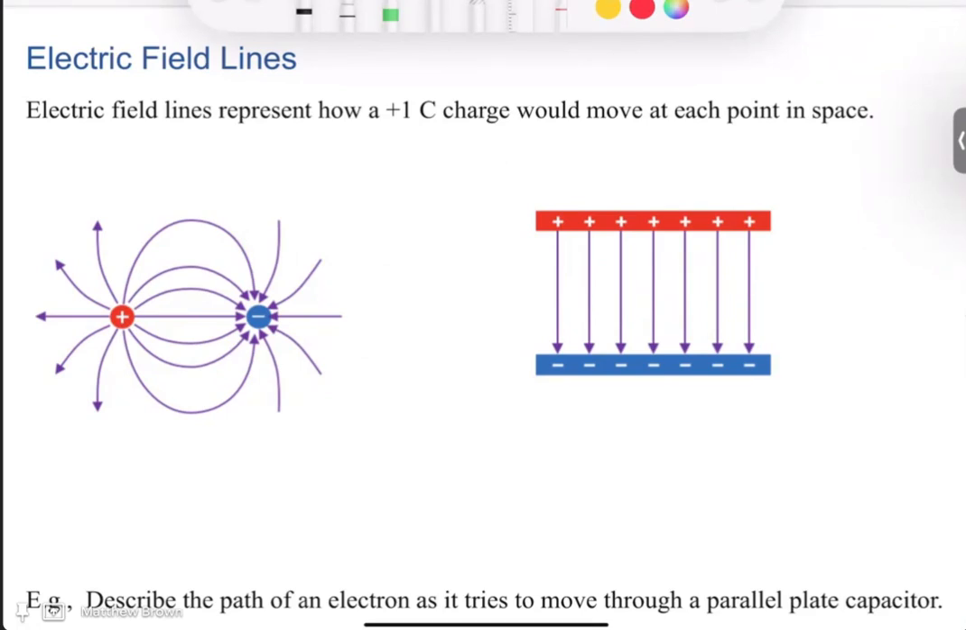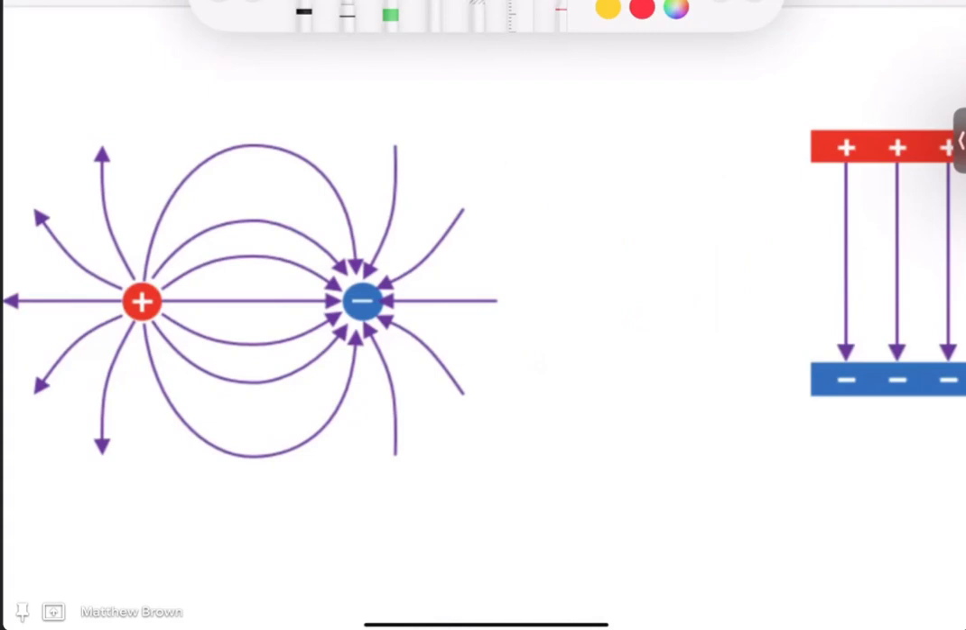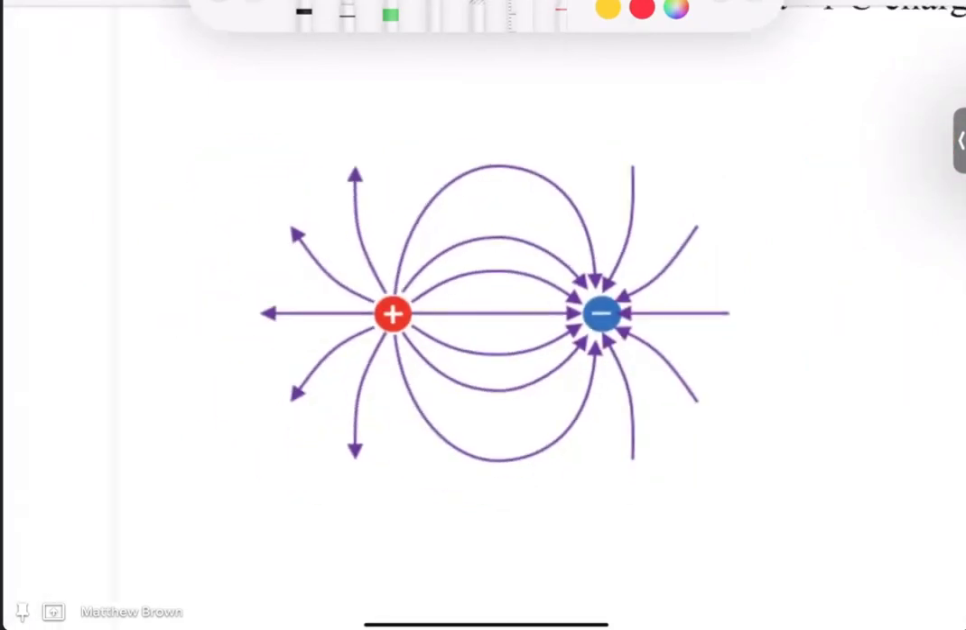And what's neat when you connect the lines is, if you looked at this one here, let's say, you could ask, what about this point right here? How would a +1 charge move if it was at that point in space? Well, it would definitely move away from the positive charge, but it would maybe be slightly attracted to the negative charge. So you kind of expect it would move like that.